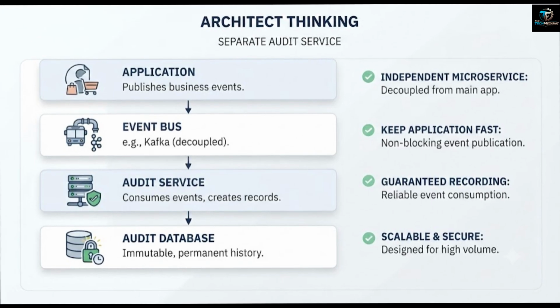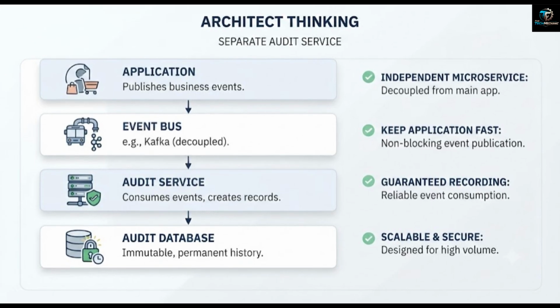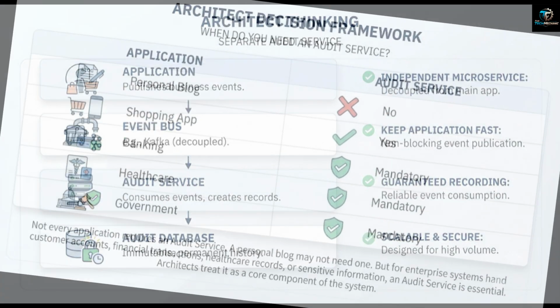Architects usually build the audit service as an independent microservice. Applications publish business events to an event bus like Kafka, and the audit service consumes these events to create audit records. This approach keeps the main application fast while ensuring every important event is safely recorded.